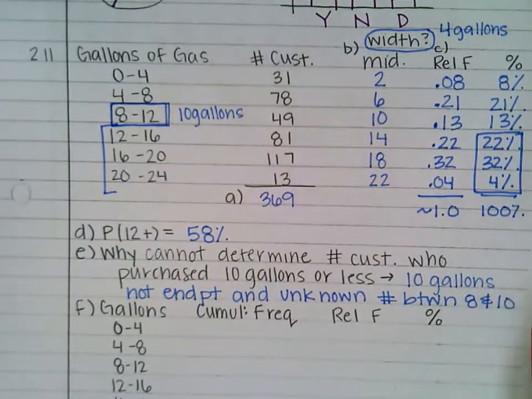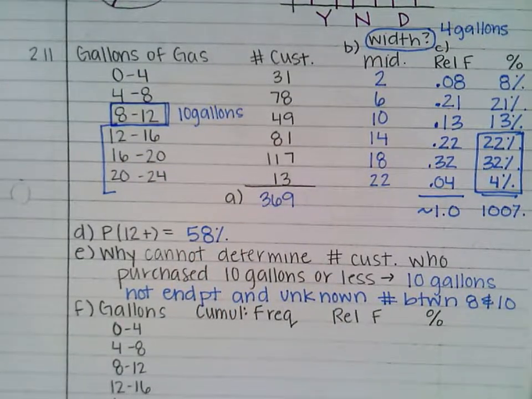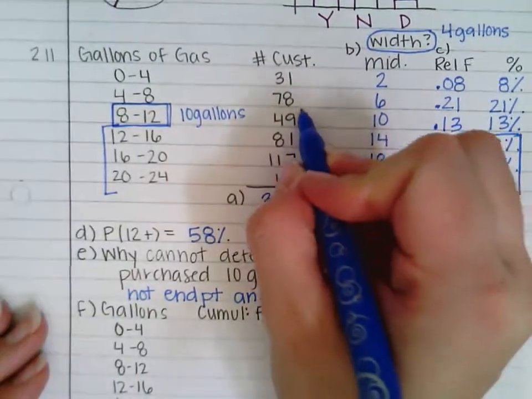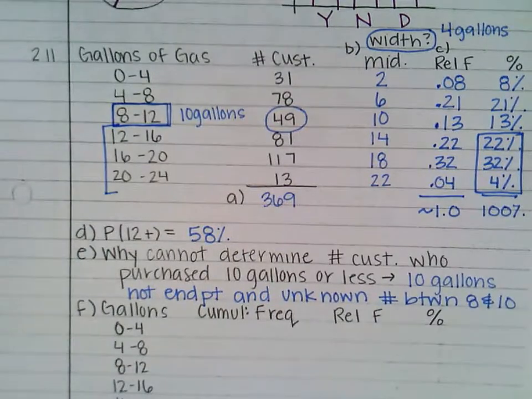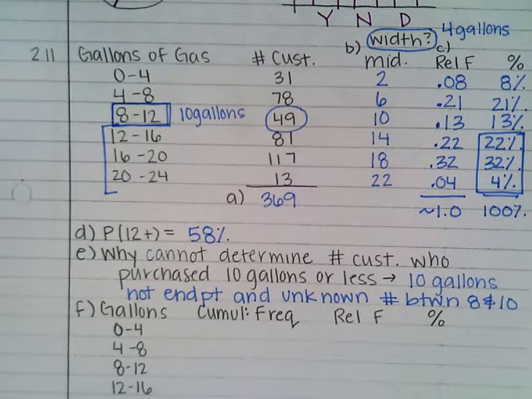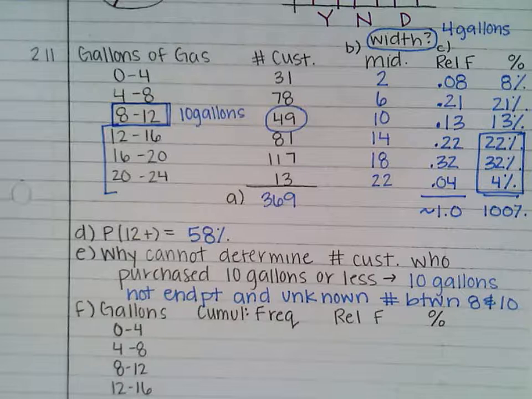I don't know how many people purchased between 8 and 10 gallons of gas. I know that 49 people purchased between 8 and 12, but I can't just split that in half. I can't just go into fourths and think that it is equal. You cannot do that. You have to keep the data as it is in that category. And so it is unknown how many people purchase gas between 8 and 10 gallons. So we are unable to determine a question like part E.